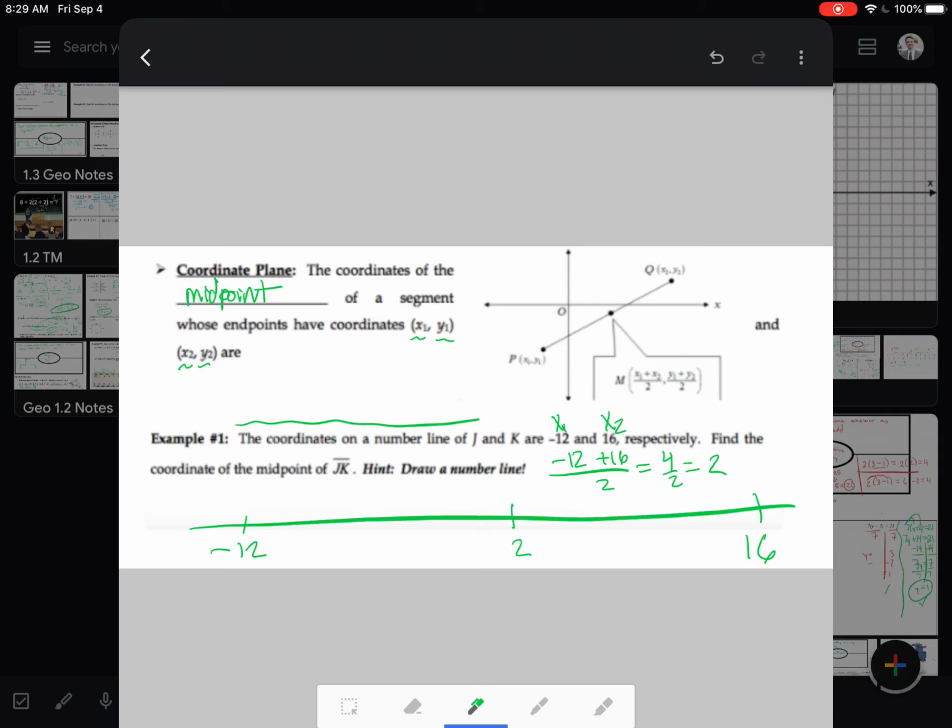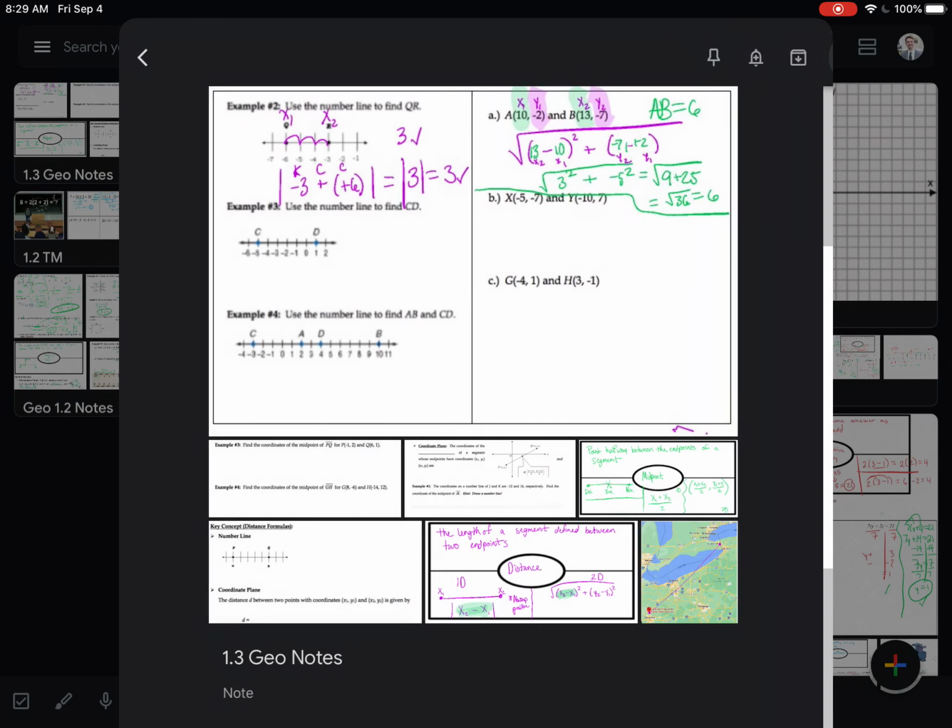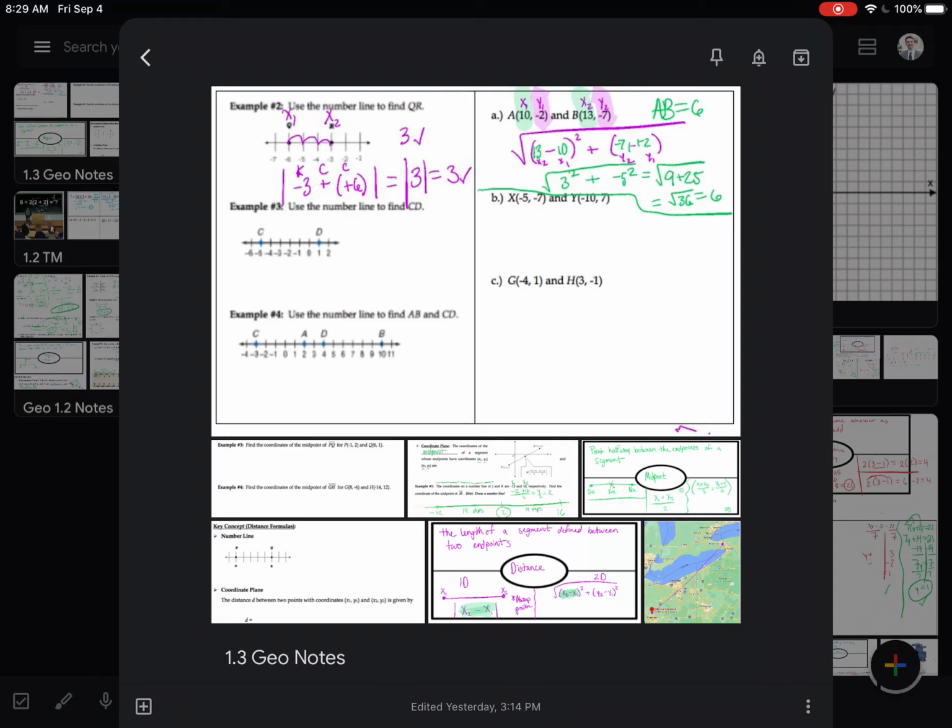So to get from 2 to 16, it takes me 14 steps. To get from -12 to 0 is 12 steps, and then 2 more gets me to 2. So actually 12 plus 2 will also get me 14 steps. So we're going to see directly in the center, equal walking on both sides, basically. 2 is our midpoint.